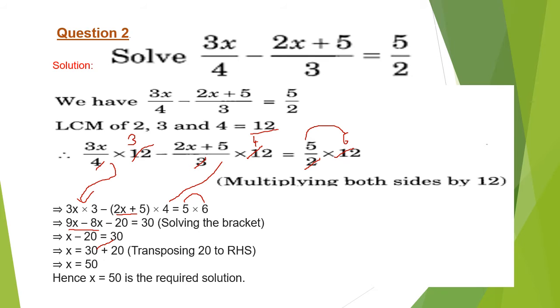If we transpose this minus 20 to this side, it becomes plus 20. So x is equal to 30 plus 20, it is 50. The x value is 50. So hence x equals 50 is the required solution.